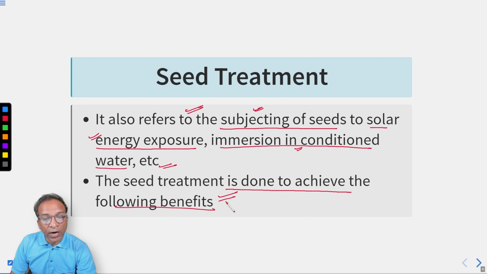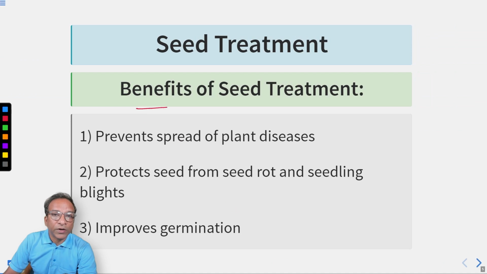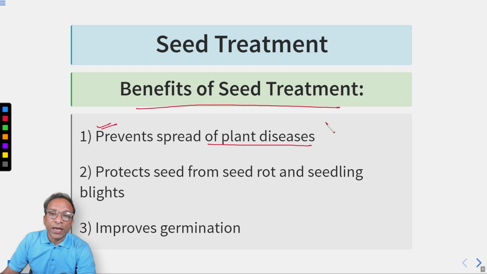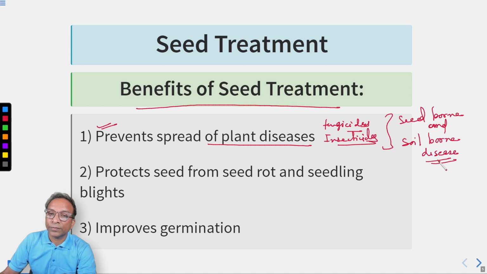So let us see what the benefits of using this seed treatment technology are. First, it prevents the spread of plant diseases. If we use some fungicide, or some insecticide, it can control both seed-borne and soil-borne diseases, right? So it prevents the spread of plant diseases.